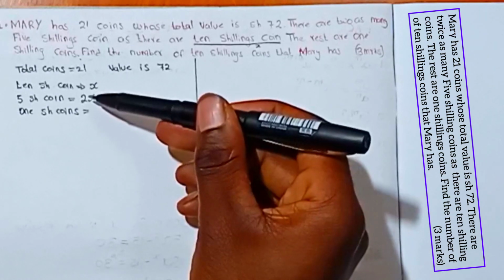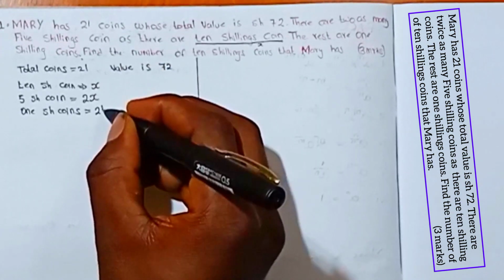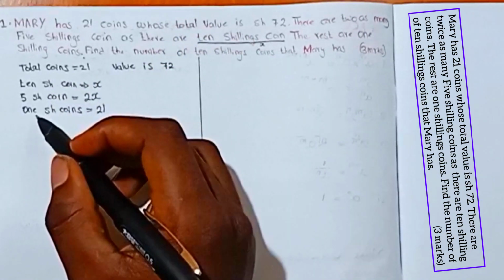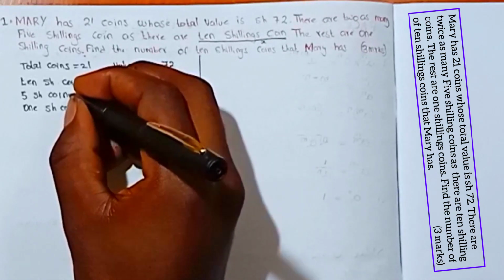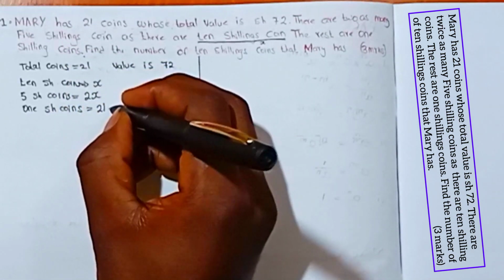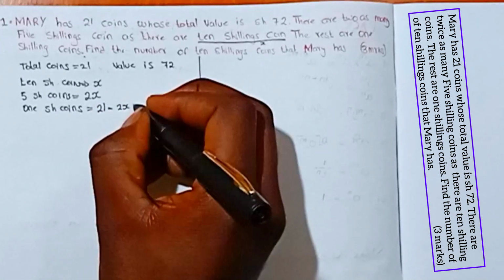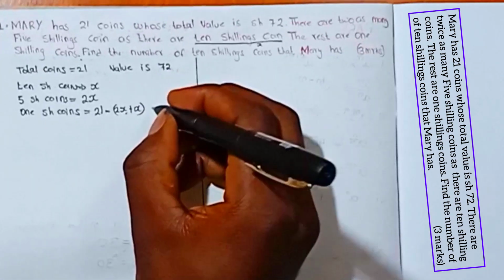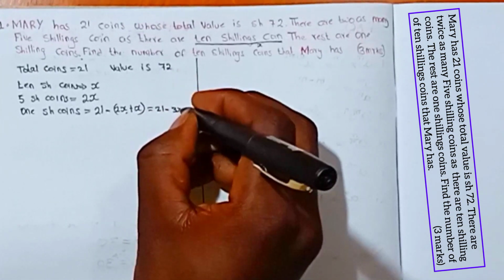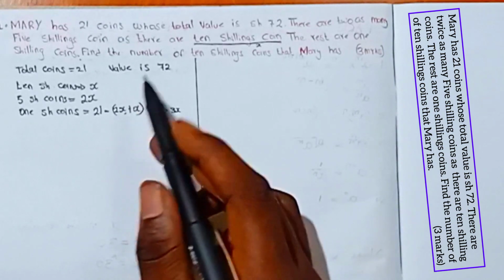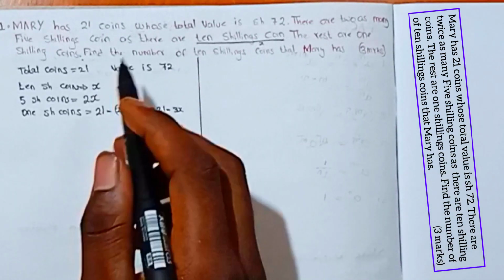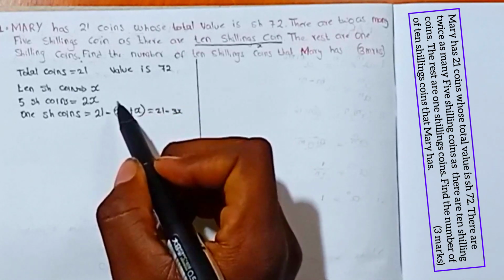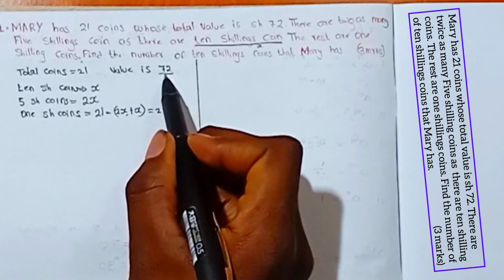So we subtract from the 21 the rest of the coins so that we can get the number of 1 shilling coins. So 21 minus 2x plus x, which is 3x, equals 21 minus 3x. So this is the total number of coins, and when you add all the coins with their value, we are going to have the value of 72 shillings.